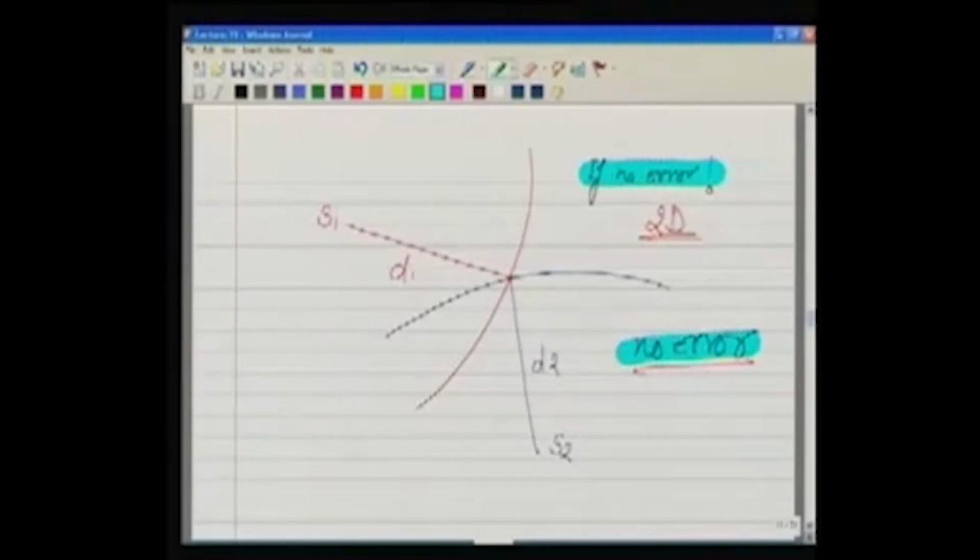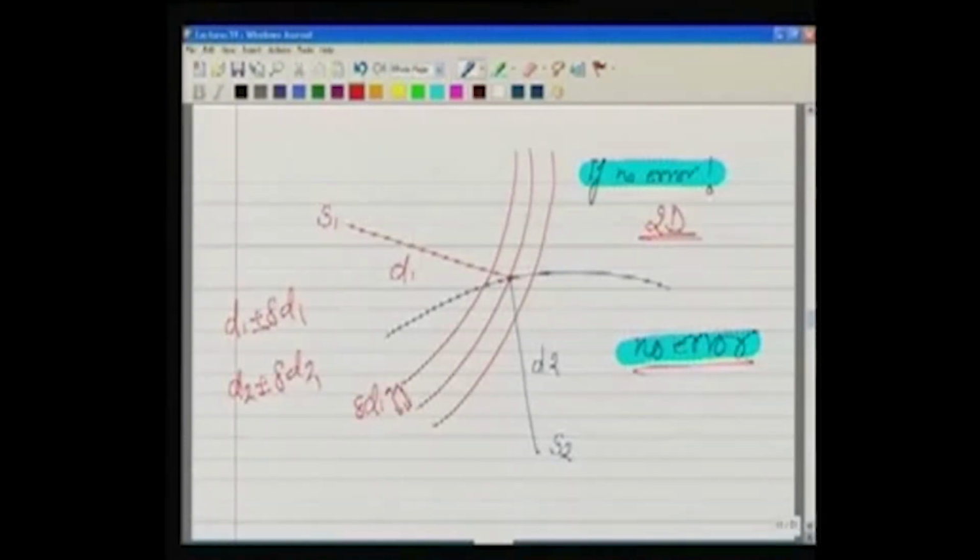But if there is error, what will happen? If there is error, let us say D1 is being measured with some error and D2 is also being measured with some error. In that case, the error is, of course, plus or minus, then this particular point, we have now an uncertainty here. This uncertainty is in D1 here. That's the uncertainty.